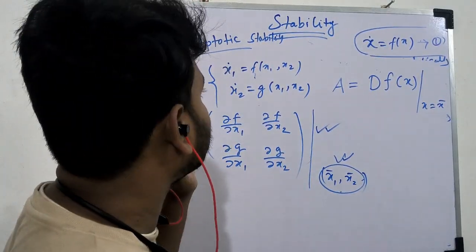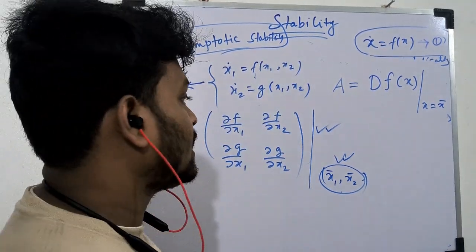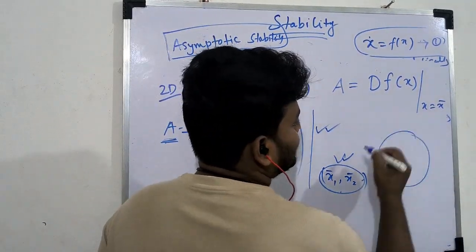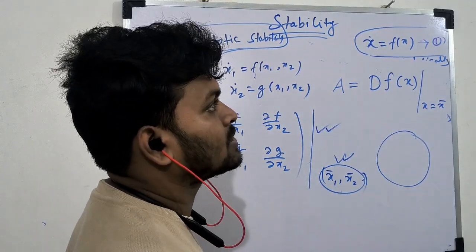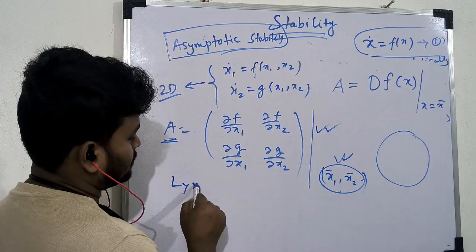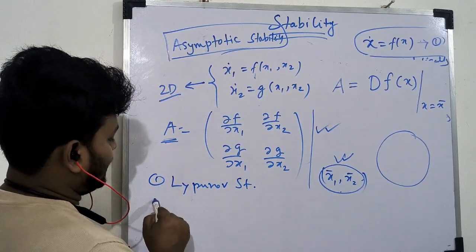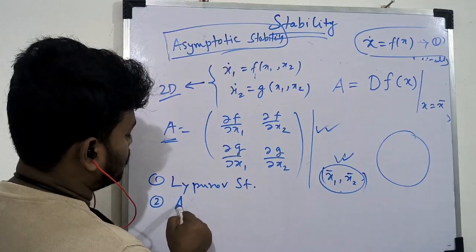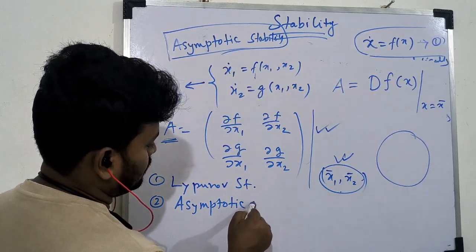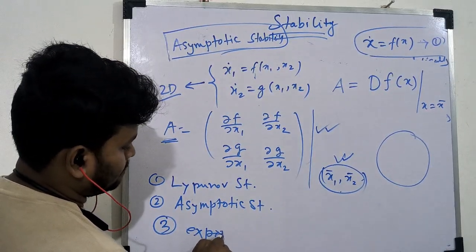For today, that's it. I discussed stability, asymptotic stability, and also there is exponential stability. There are three types of stability. The first one is Lyapunov stability, the second one is asymptotic stability, and the third one is exponential stability.